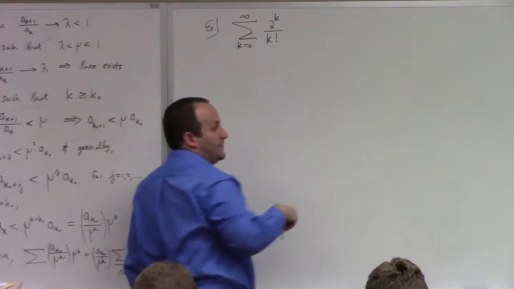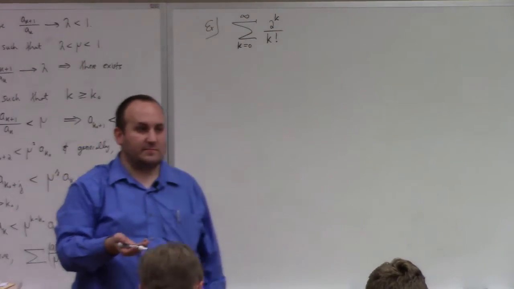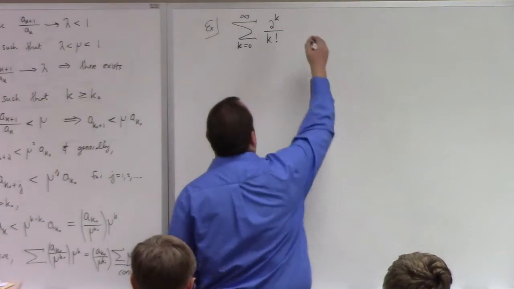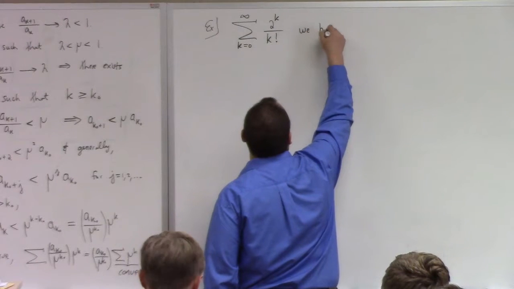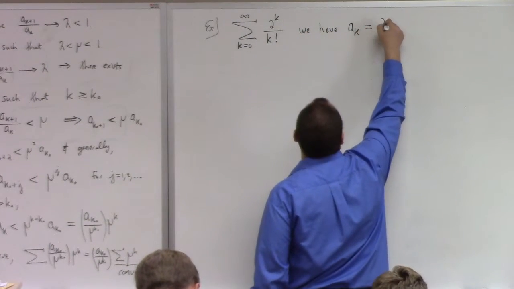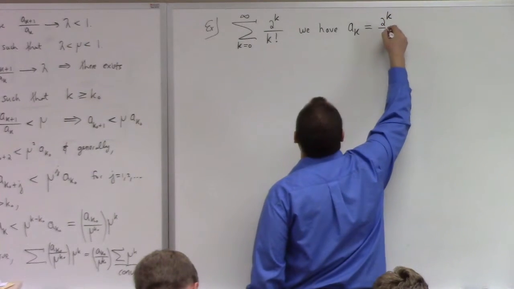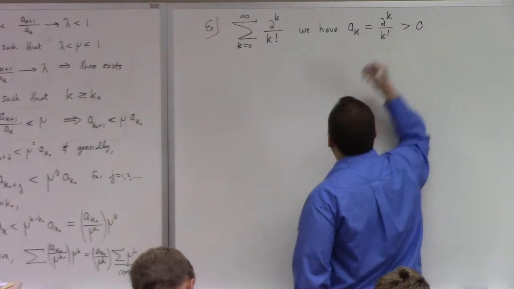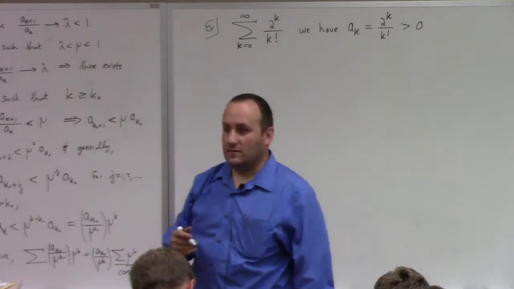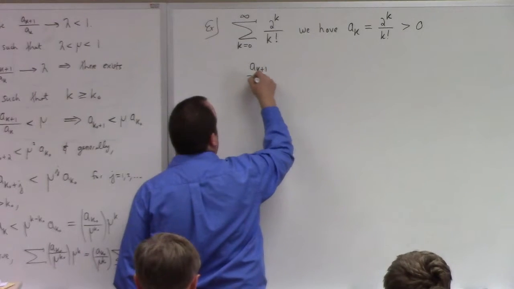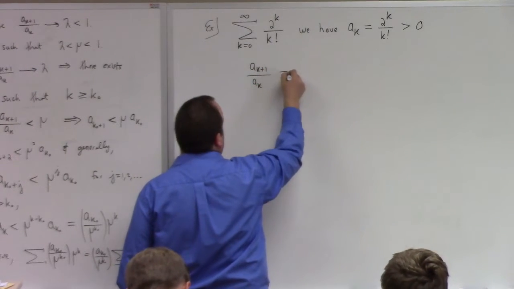This makes sense because remember 0 factorial is not 0, it's what? It's 1, right? So here we have a sub k equals 2 to the k over k factorial. Clearly that's positive, so we can apply the ratio test. Now we got to calculate the ratio. What's a sub k plus 1 over a sub k? What's that equal to?